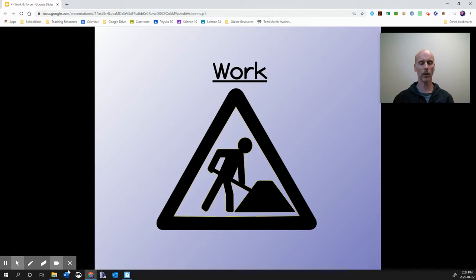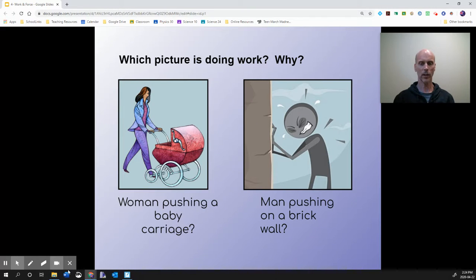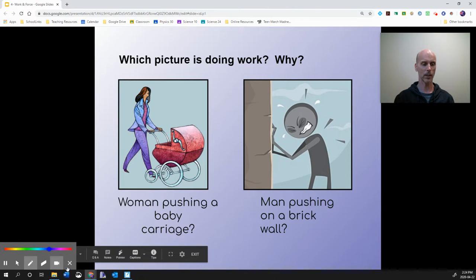Hey, today we're going to look at the idea of work, what it means from a physics point of view, and how to do calculations involving work. So first of all, let's make sure we understand what we mean when we use the term work in physics.